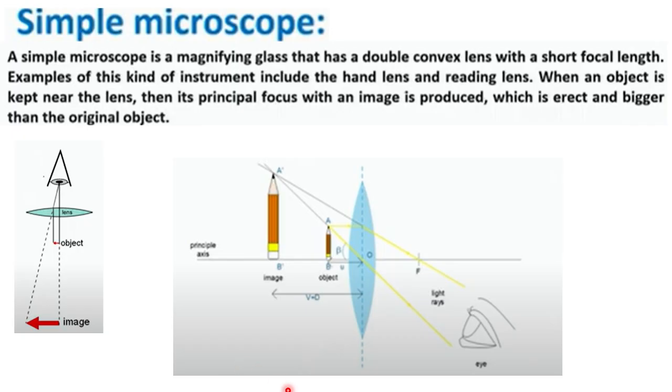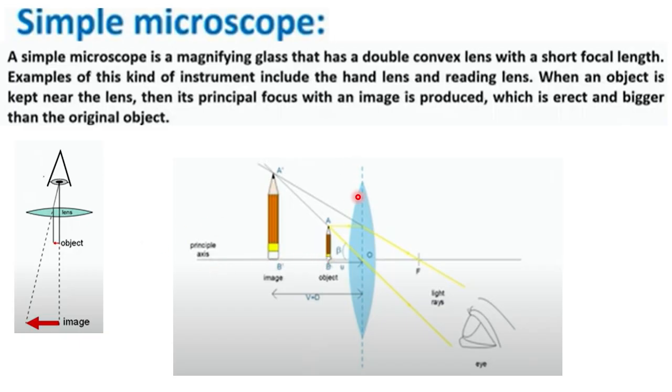So this is the simple mechanical technique or principle of how we observe any object through a microscope. A simple microscope is a magnifying glass that has a double convex lens with a short focal length. Examples of this kind of instrument include the hand lens or reading lens. When an object is kept near the lens, within its principal focus, an image is produced which is erect and bigger than the original size of the object.